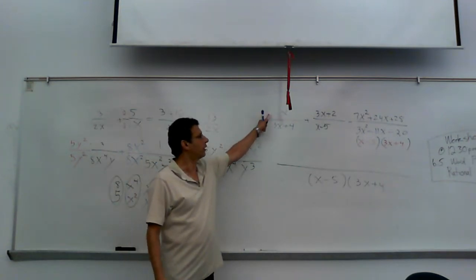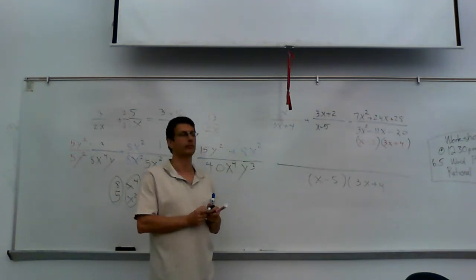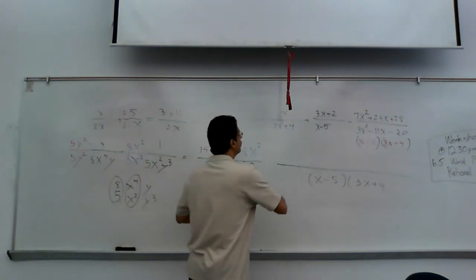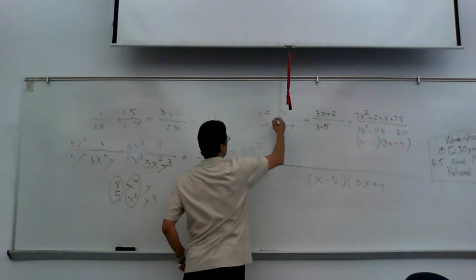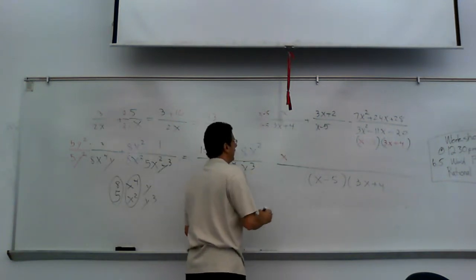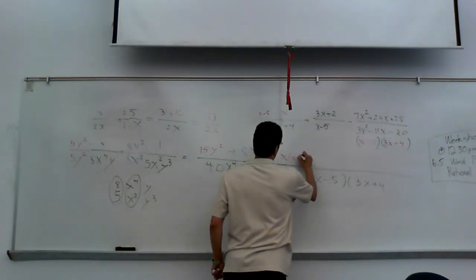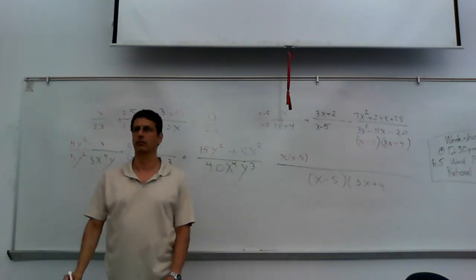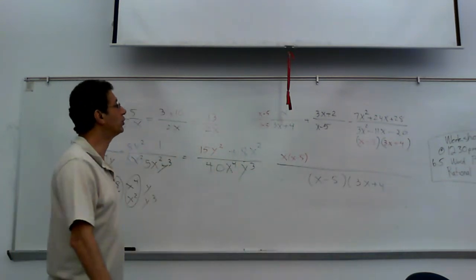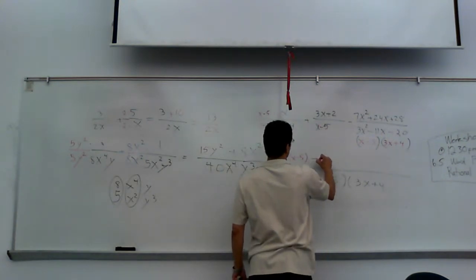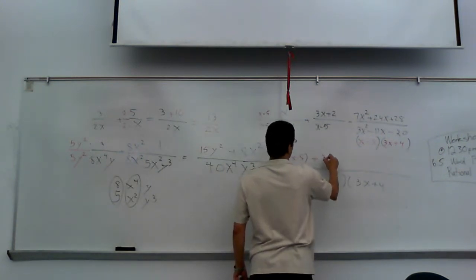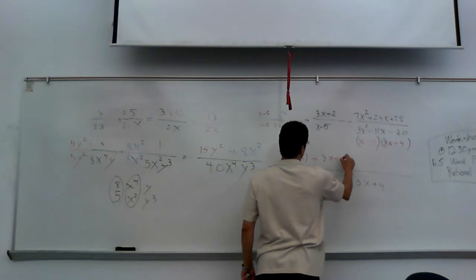Now look at the first one. Do you see that I need x minus 5 here, class? Yes or no? Yes. So the top is what? x times x minus 5, isn't it? Give me the second one. What do you need for the second one? 3x plus 4, right?